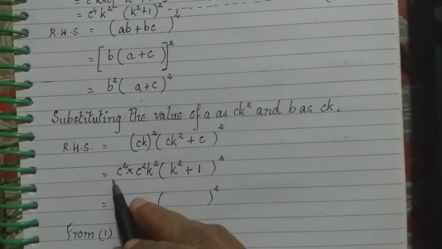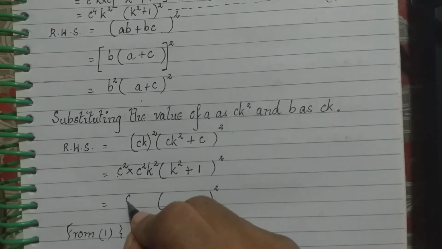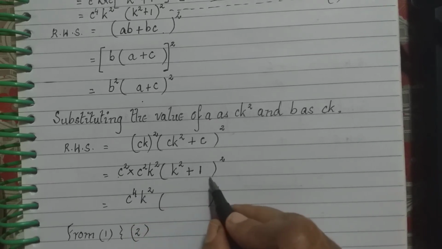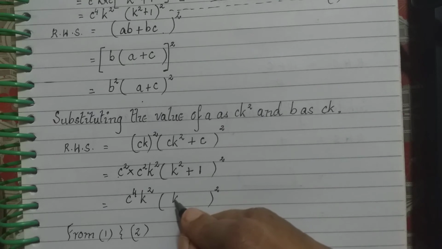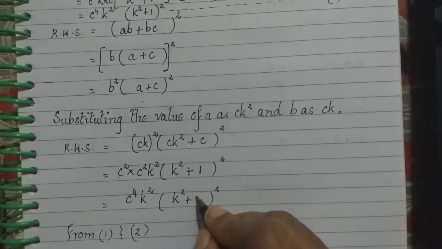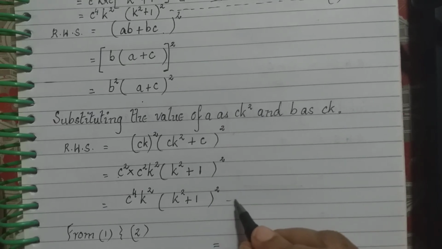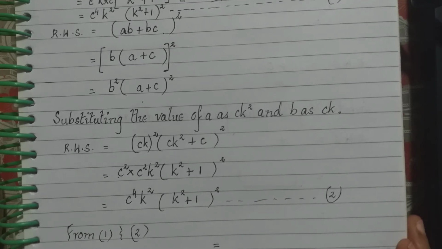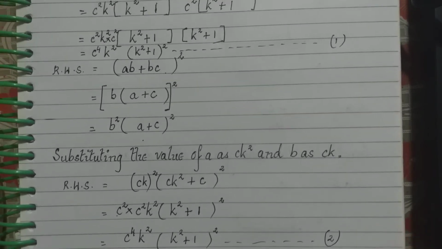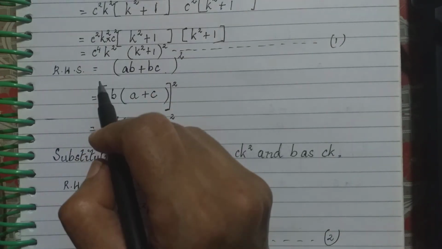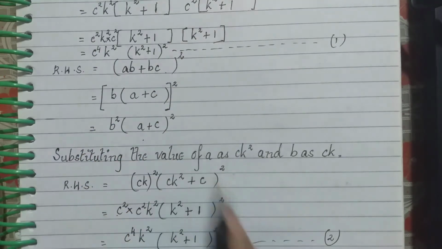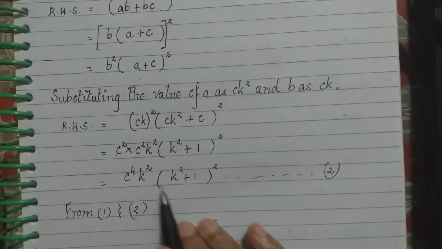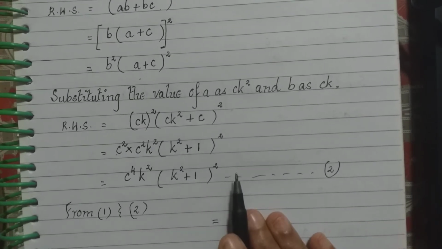Now, multiplying outside, c square into c square is c raised to 4. Then this k square. Here we have k square plus 1 the whole square. And now we number this as 2. Now we compare 1 and 2. Look at 1. C raised to 4 k square into k square plus 1 the whole square. Look at 2. C raised to 4 k square into k square plus 1 the whole square.